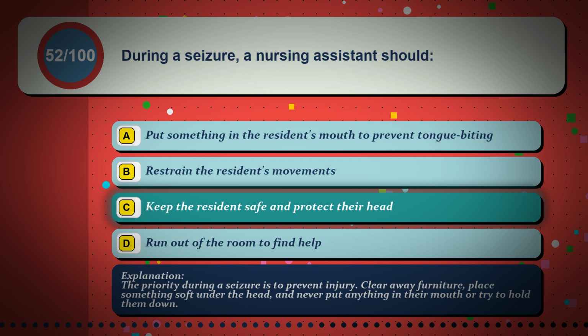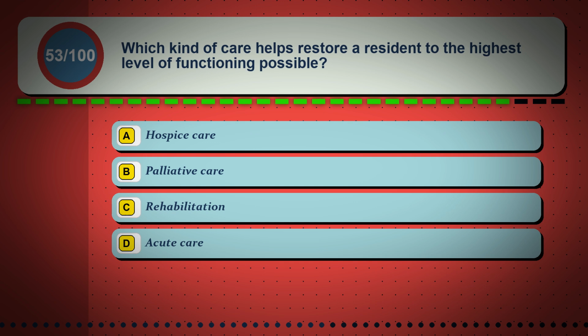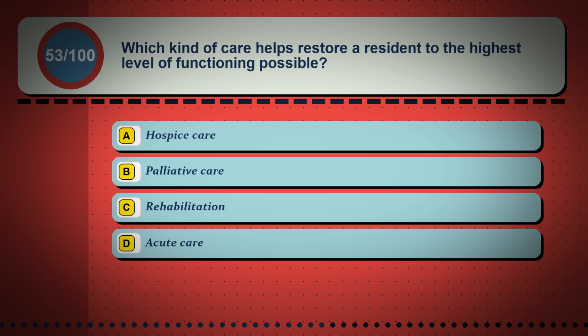Question 53. Which kind of care helps restore a resident to the highest level of functioning possible? Option A, hospice care. Option B, palliative care. Option C, rehabilitation. Option D, acute care.